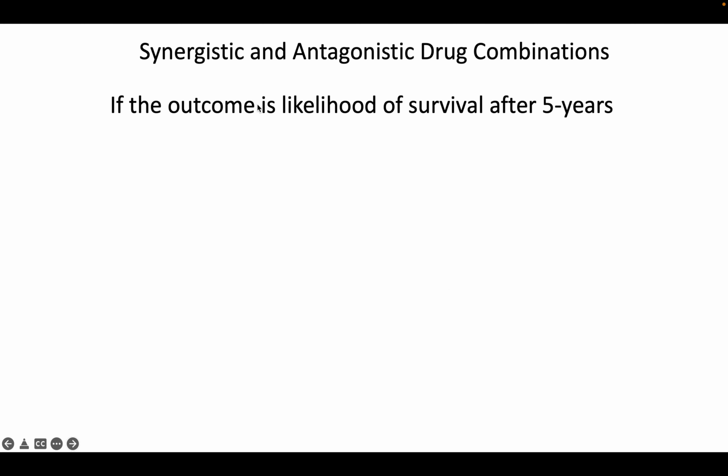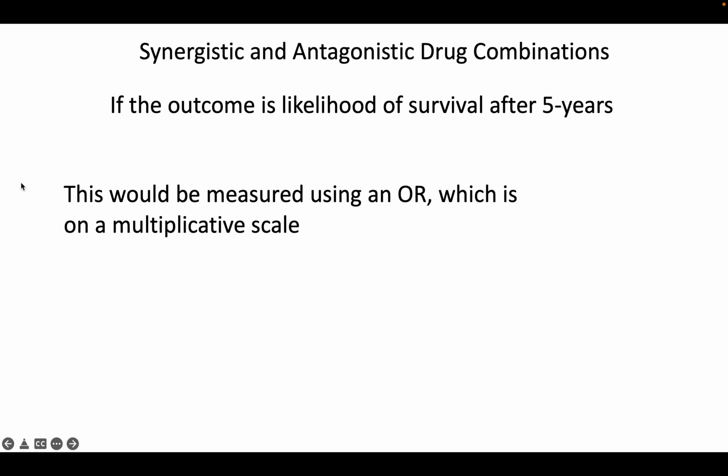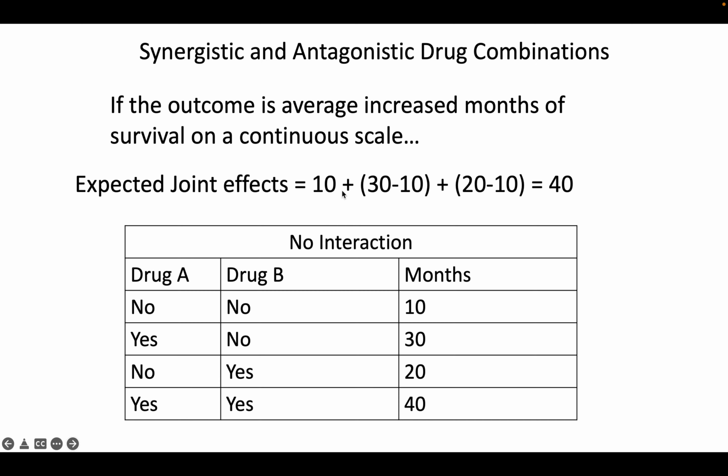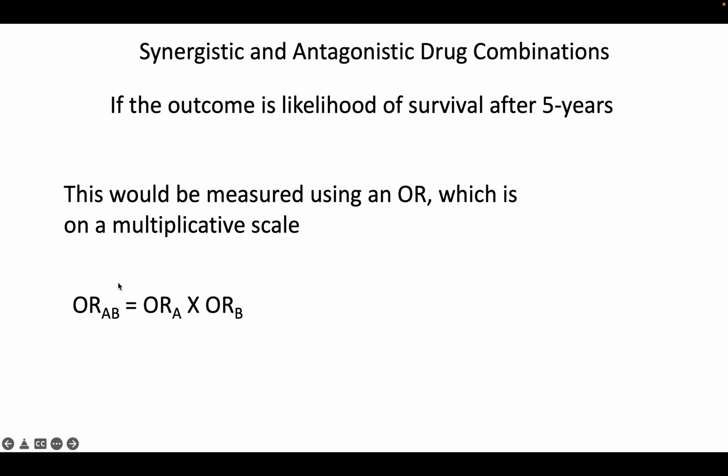So if the outcome was likelihood of survival after 5 years, now we have this dichotomous outcome. Either you survived 5 years or you died at some point within follow-up in the 5 years. So this will be an odds ratio, like odds of survival after 5 years. And basically that's on a multiplicative scale. So like before, where we were basically just combining by adding, that's because this is an additive scale when it's a linear outcome. But now we have a multiplicative scale, so the expected effect of both drug A and B together would be the odds ratio for drug A multiplied by the odds ratio of drug B.